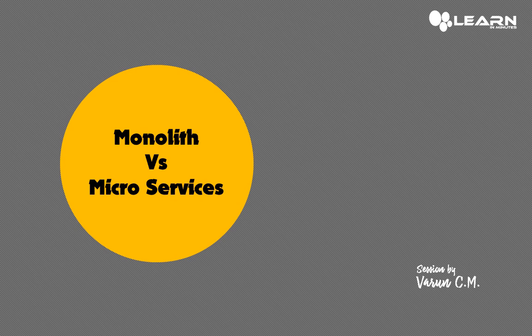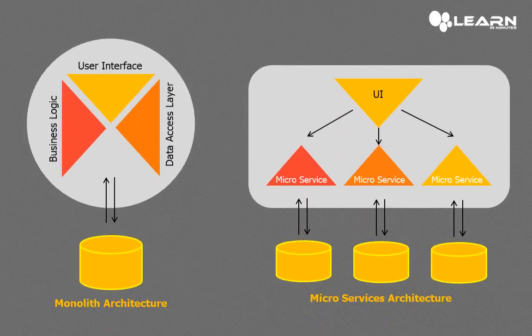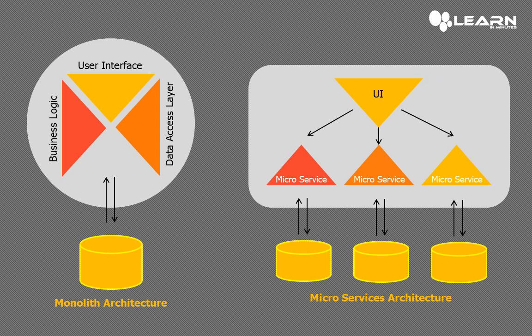This is Varun here. I'm going to contrast the monolith architecture and the microservices architecture. These two diagrams clearly explain what the monolith architecture is and what the microservices architecture is. Monolith architectures are those which have huge systems. That is the major concern which comes to our mind.